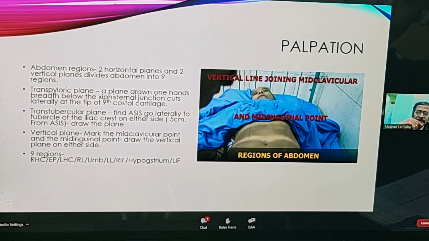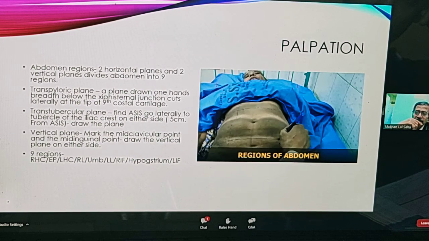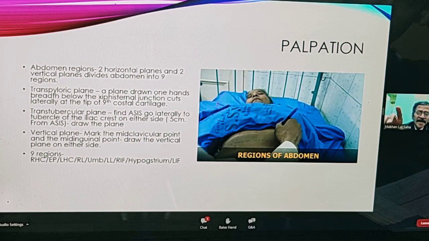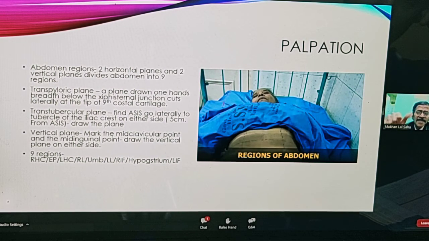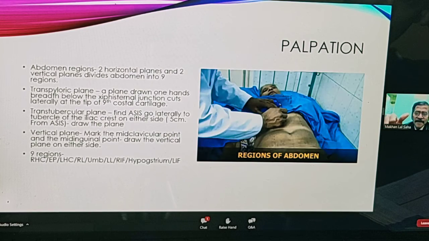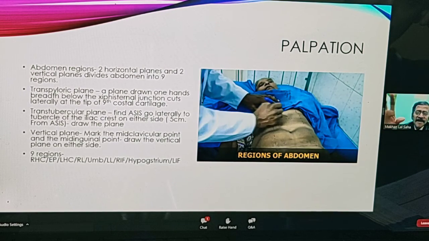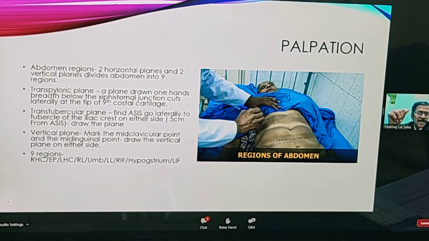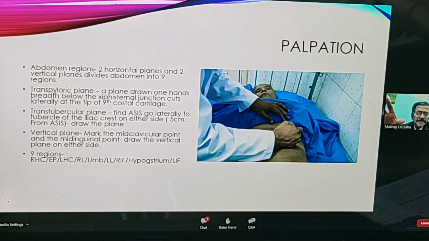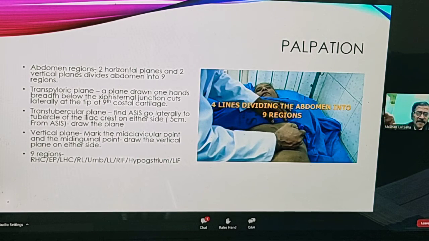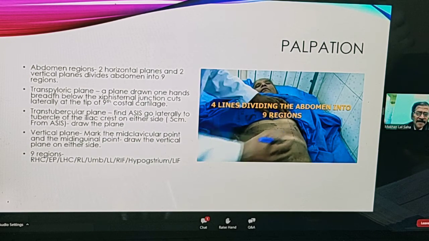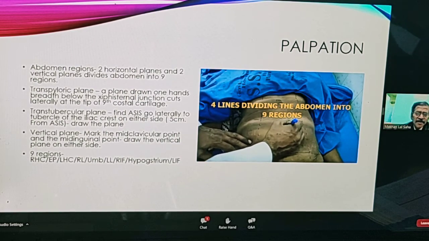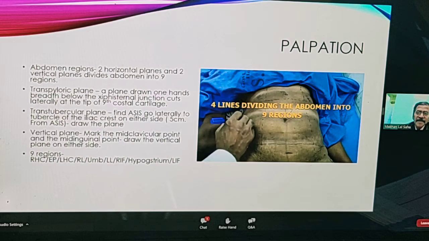So this divides the abdomen into 9 regions. You will find what we describe as the hypochondriac area. Hypochondriac is a very small area, a thumb-size area in the abdomen, largely covered by the costal margins. So by these 2 horizontal and 2 vertical planes, we divide the abdomen into 9 regions: right hypochondriac, epigastrium, left hypochondriac, right lumbar, umbilical, left lumbar, right iliac fossa, hypogastrium, and the left iliac fossa.